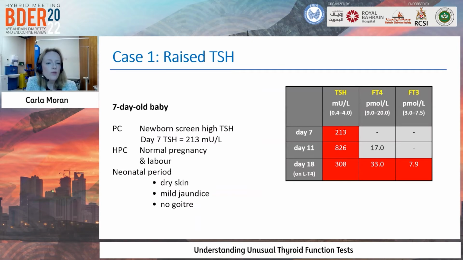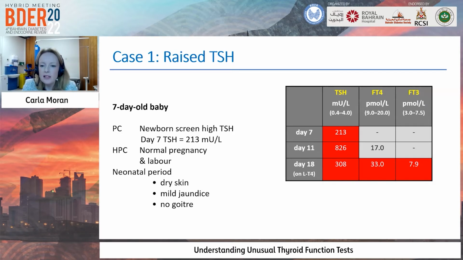So I'd like to move on to a case at this stage of a patient with a raised TSH but a normal T4. This case was brought to light because her baby, at the age of 7 days, triggered a newborn screening test because the baby had a raised TSH. The serum TSH at day 7 was very raised at 213 mU per litre. The pregnancy had been normal and labour had been normal also, and the baby had been born at term. But in the neonatal period, the baby had some dry skin, mild jaundice, but no goiter.